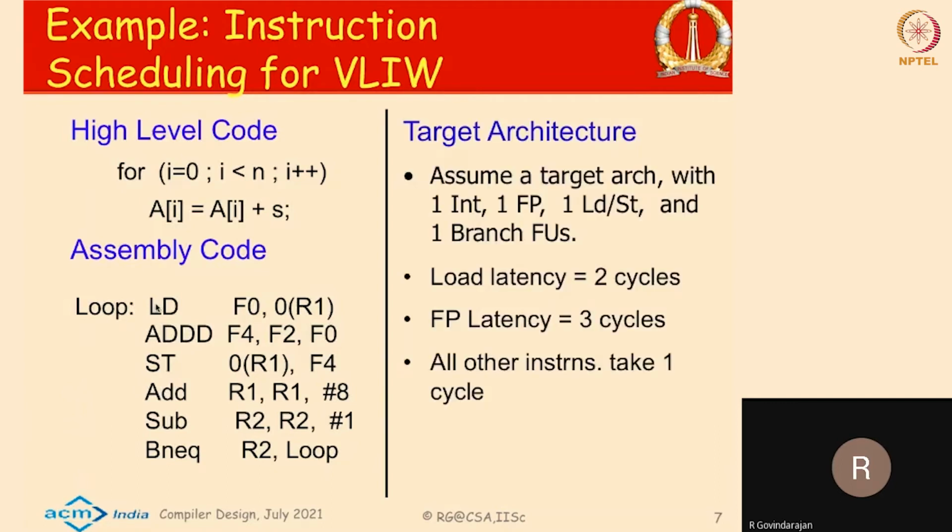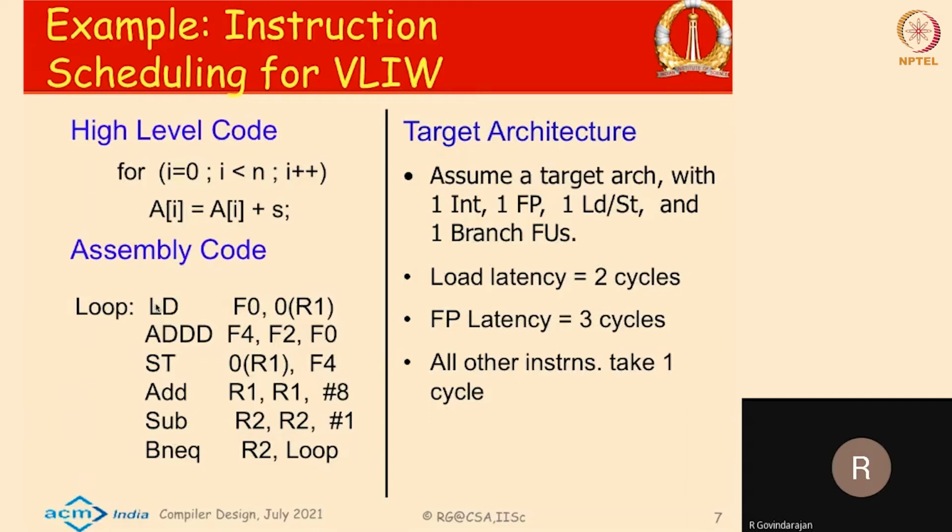Now, let's say that we try to schedule code for a VLIW architecture having 4 different functional units: 1 integer functional unit, 1 floating point functional unit, 1 load store unit, and 1 branch unit. We will also assume that the load instruction takes 2 cycles to complete, and the floating point instructions take 3 cycles to complete. That means that between a load and a dependent instruction, there has to be at least 1 instruction in between if you don't want to incur any stall.